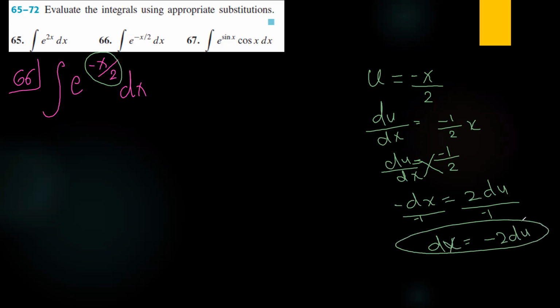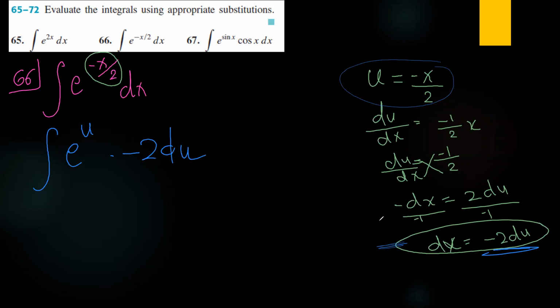So from a u substitution, I need to find two things: u and dx. These are the two things that you need to find. Now let's come back. In the integration of e to the power u, for dx you have to write negative 2 du. Then it becomes negative 2 times the integration of e to the power u du. Now what's the integration of e to the power u? It will be e to the power u. So negative 2 e to the power u plus c.